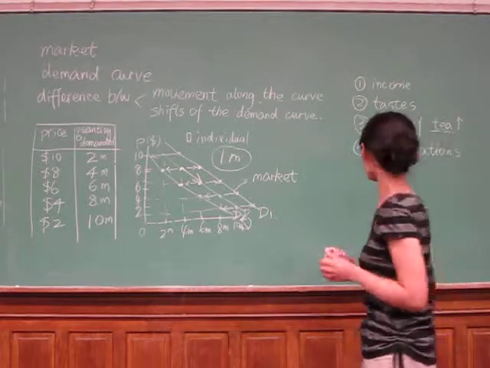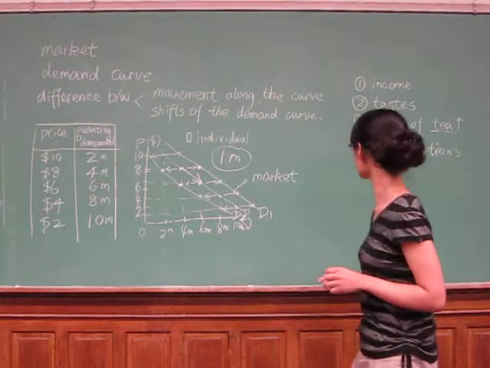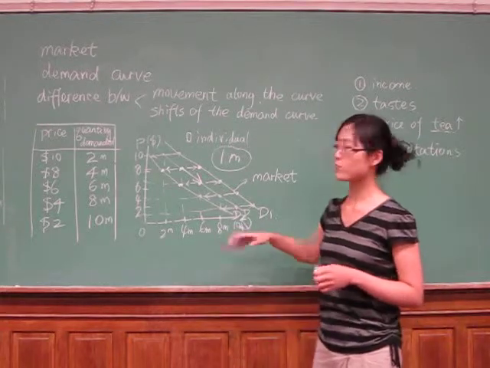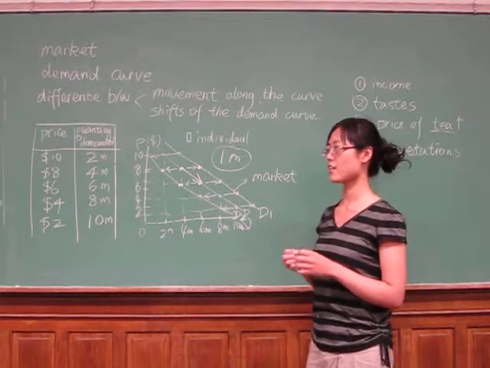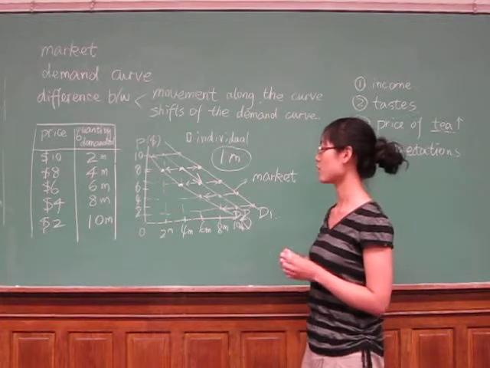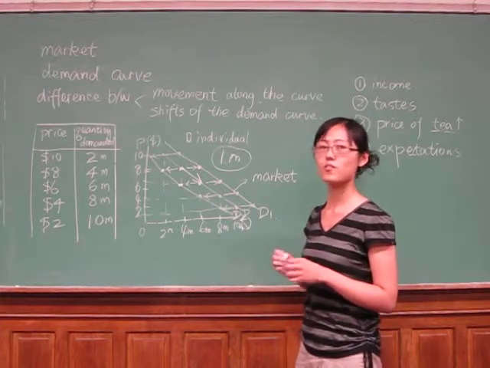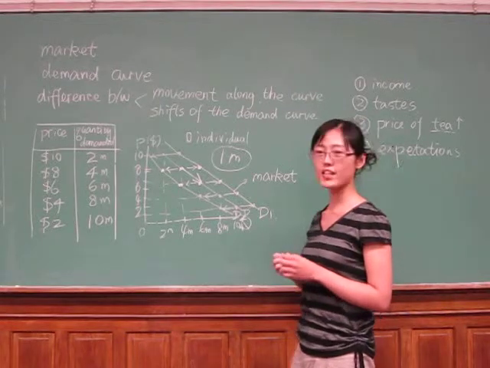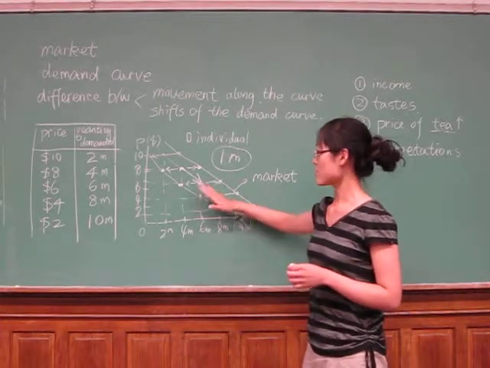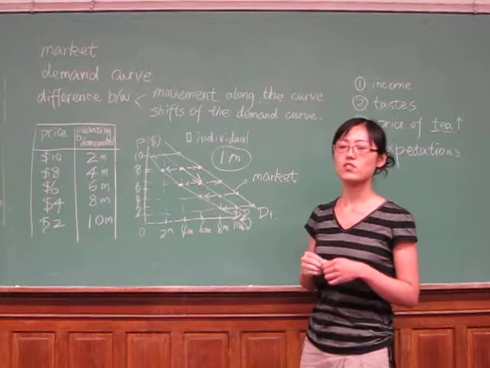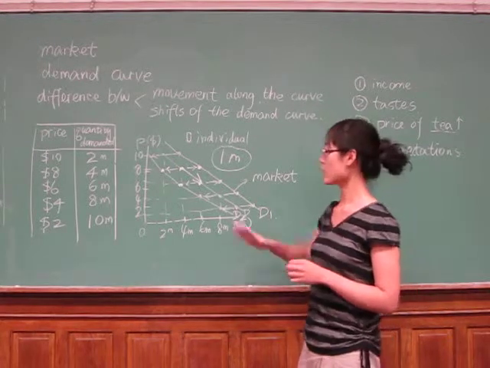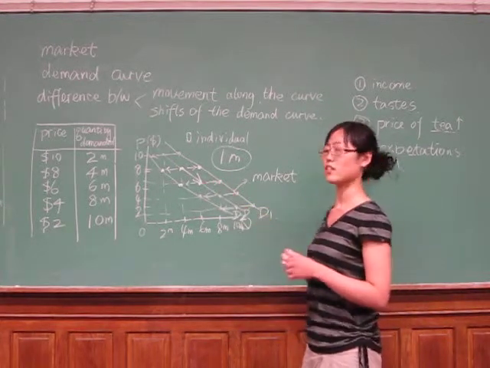Next is expectations. If people expect that next month the price of coffee is going up, they are willing to buy more coffee today. The demand curve will shift to the right.